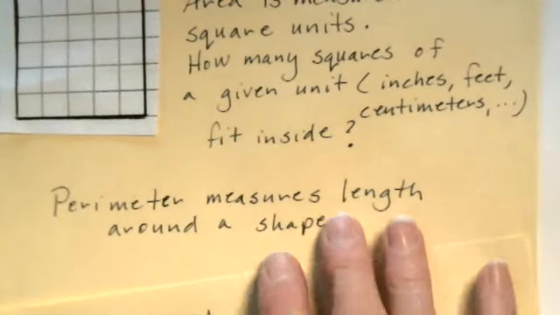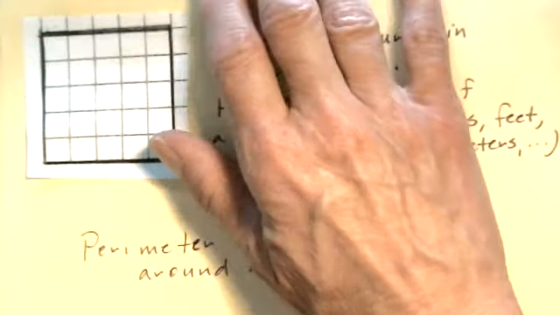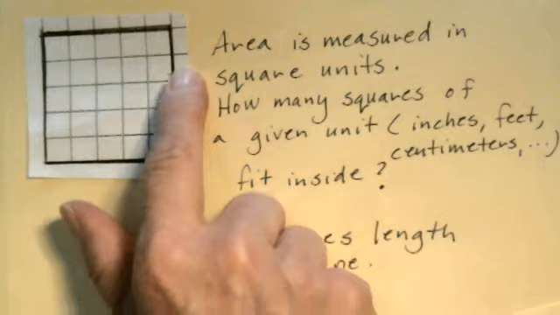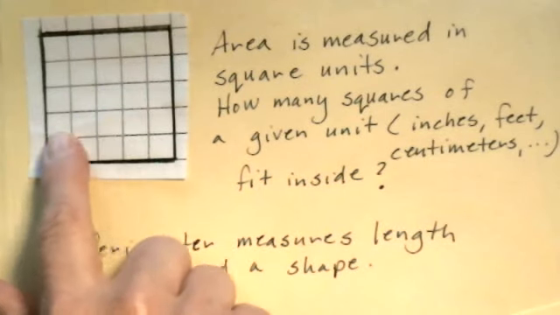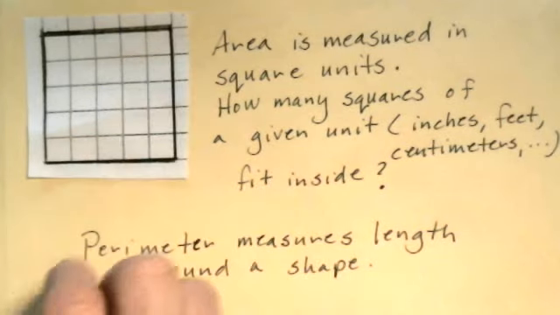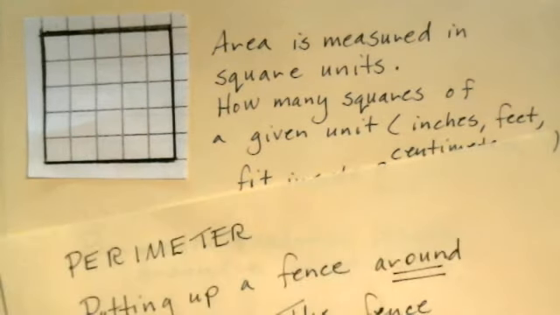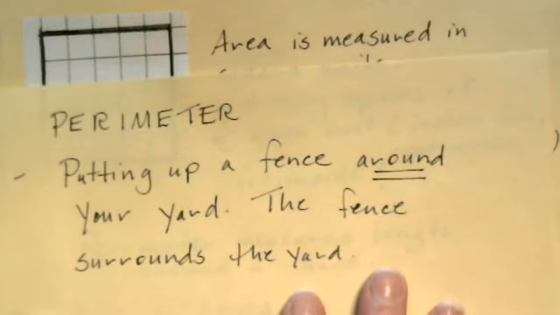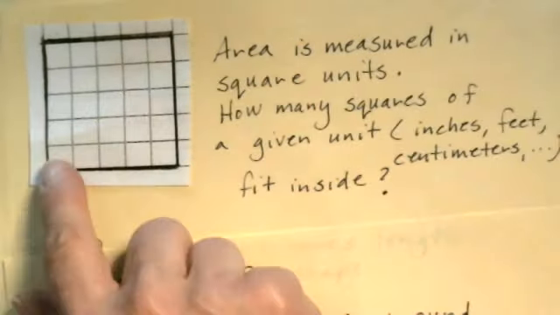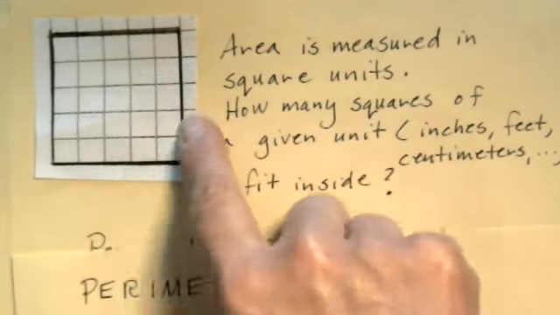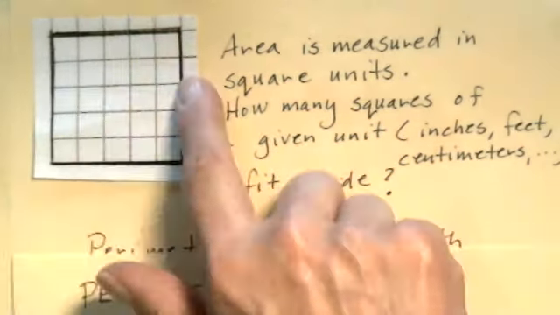Perimeter is measuring around the shape. So again, we'll use this example here. I am just measuring the length around each of these sides, and then I'm going to total up all the lengths to find the perimeter. And an example of when you would use perimeter, maybe you're putting up a fence around your yard. The fence would surround the yard. So this would be my fence going around. I wouldn't put a fence all the way in because then I couldn't get to my yard.